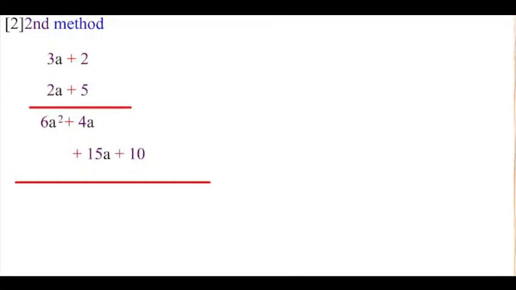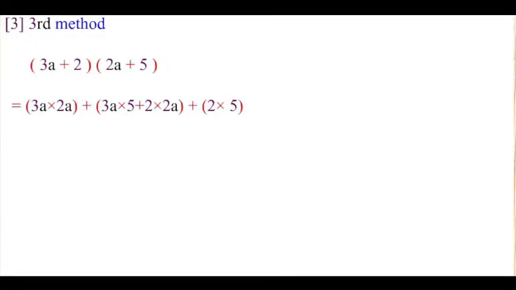2. The second method. 3a plus 2 times 2a plus 5. Then 2a times 3a equals 6a squared, and 2a times 2 equals 4a, and 5 times 3a equals 15a, plus 5 times 2 equals 10. Then by adding, we have 6a squared plus 19a plus 10.